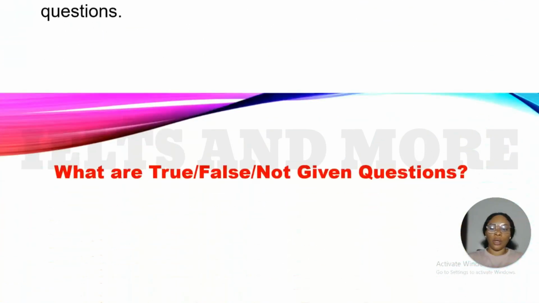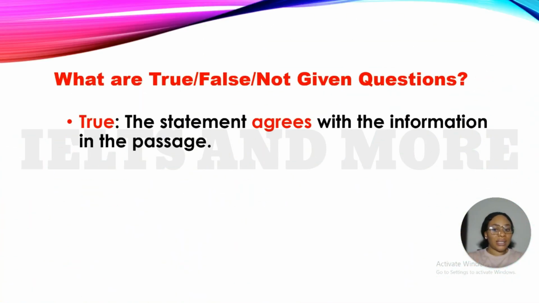So now, true means the statement agrees with the information in the passage, because it's very important for you to understand what these three options mean. True means the statement agrees with the information in the passage, meaning that you can find the exact information in the passage. You will not see the same words. The information will be paraphrased, but it's the same meaning, so it can be found in the passage. That's the only time you pick true.